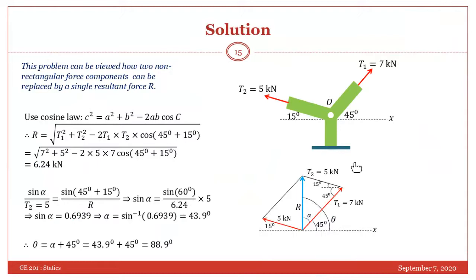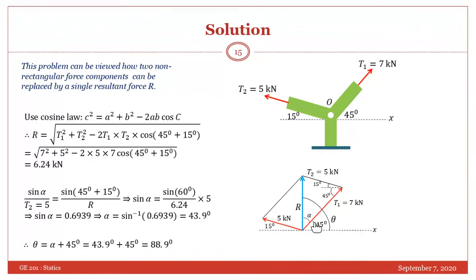So here you see, this is your 7 kilonewton, this 5. What I have done, this and this are forming a parallelogram. So draw a line parallel to this, draw a line parallel to this, and complete the parallelogram. This diagonal will represent the resultant.